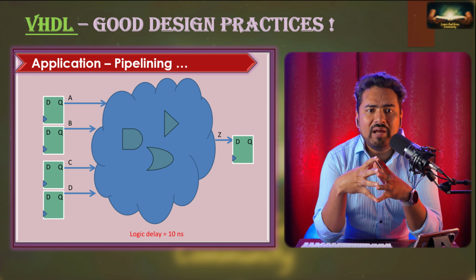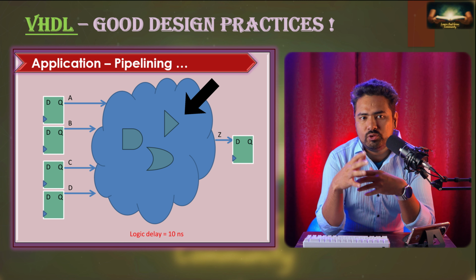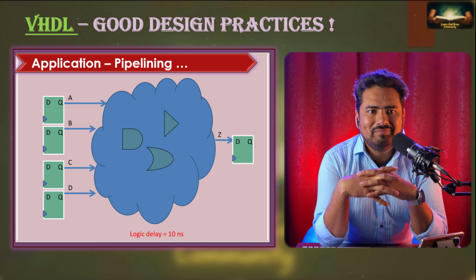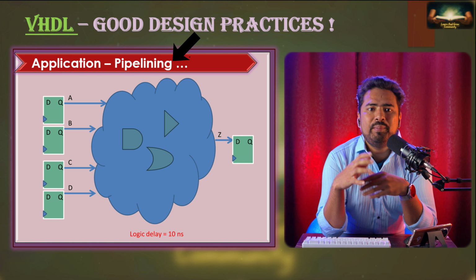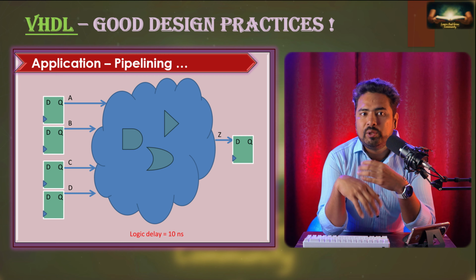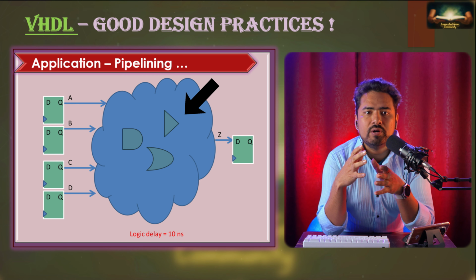So the option you have is to optimize your structure design itself, meaning your combinational circuit. How? The simple answer is by using pipelining. So in pipelining, we simply break a large combinational chain into multiple shorter chains.